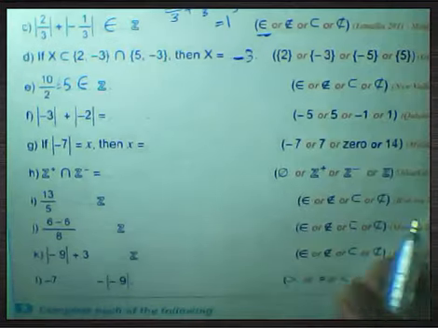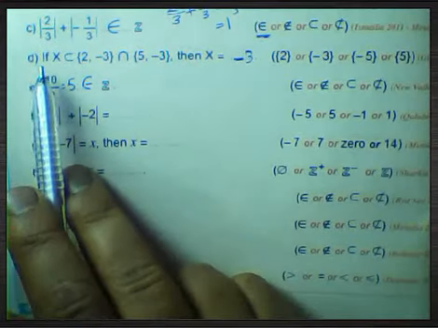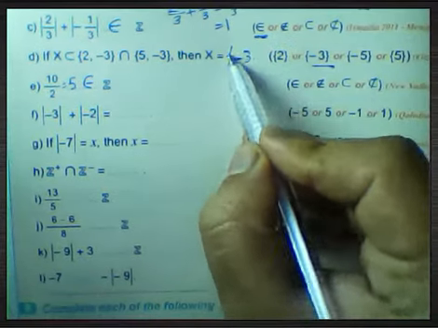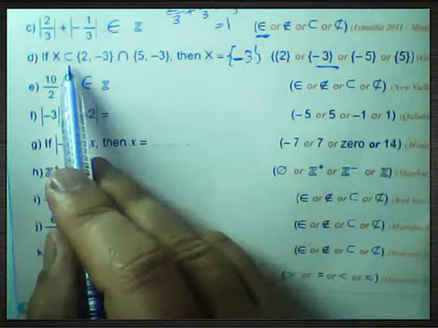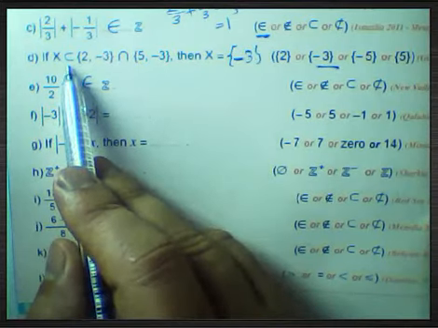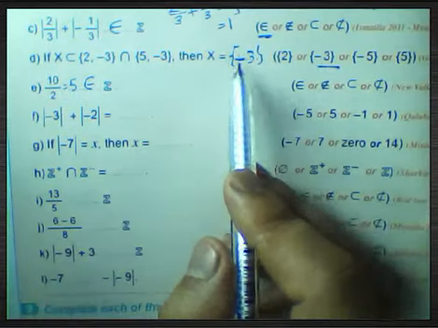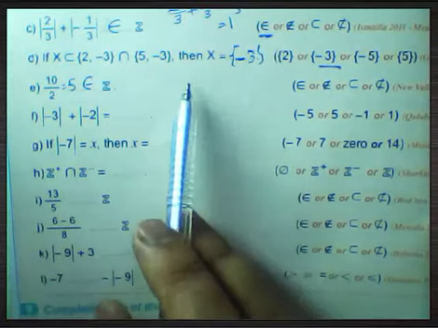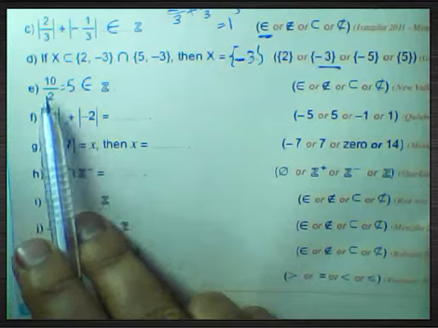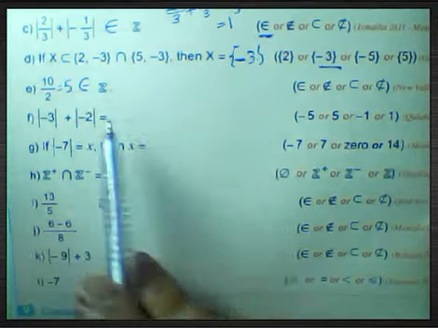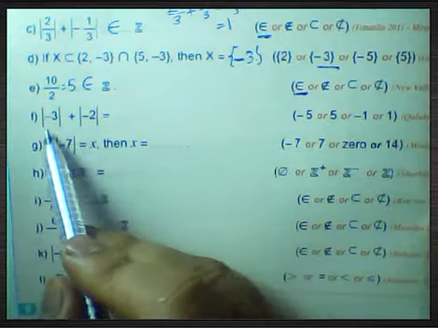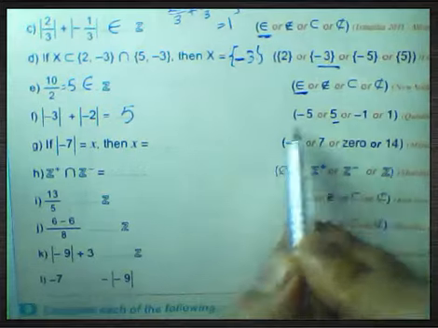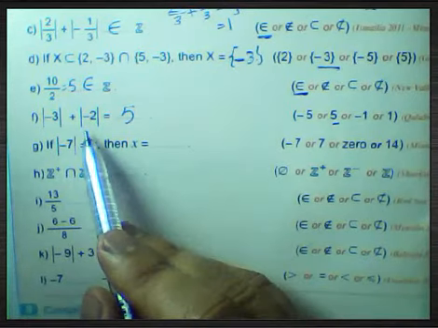It's okay. So letter D, we can choose set of negative 3, because we have subset. So we can write set of negative 3, but if we have belonging to, we can write negative 3 only. Letter E, 10 over 2 equal 5, 5 belonging to Z. Set of negative 3 plus set of negative 2 equal 5, because absolute value of negative 3 equal 3 plus absolute value of negative 2 equal 2, 3 plus 2 equal 5.